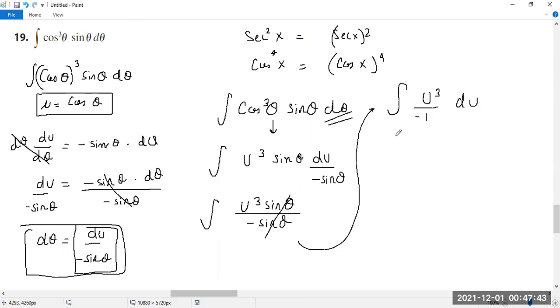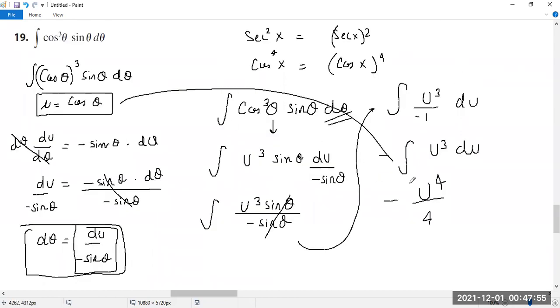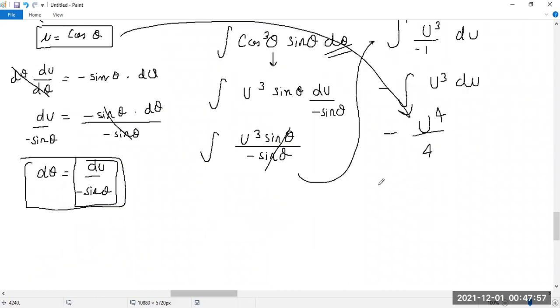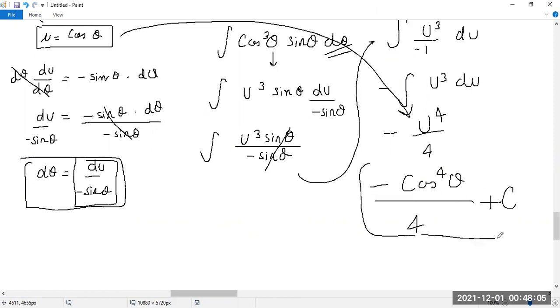And so this is what? This is negative u to the third du. We add 1 to the top, u to the fourth over 4. And then we'll sort of replace our u with what we had as cosine theta. So negative cosine to the 4 theta over 4 plus c, the constant of integration. And that's our answer.